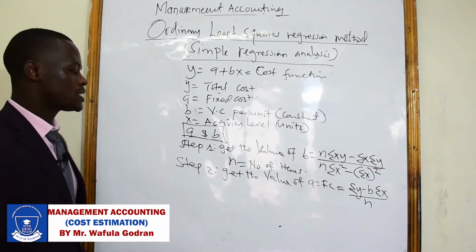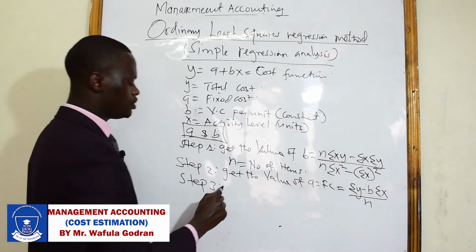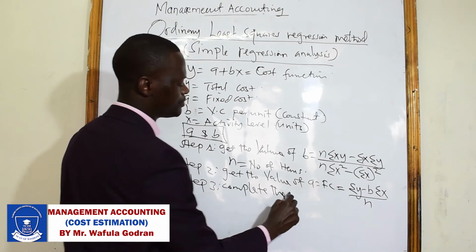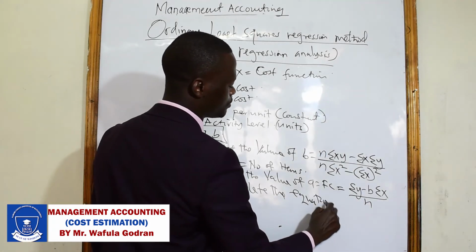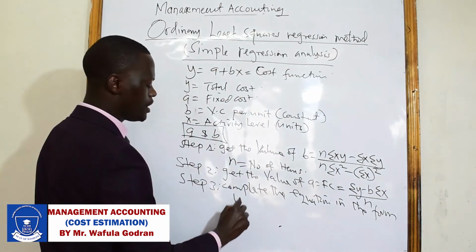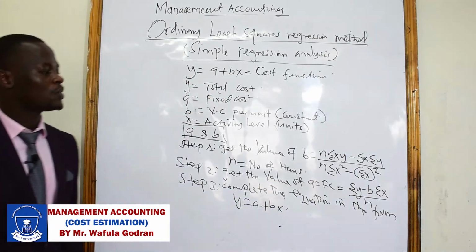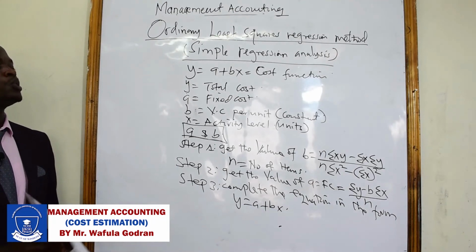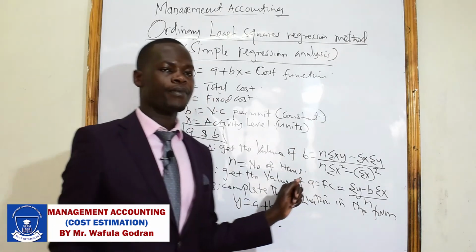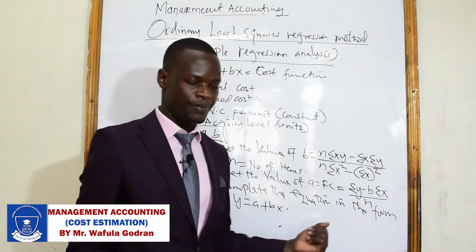Once we get that, now we will go to step 3, which is to complete the equation in the form y is equals to a plus bx. Very simple. So the only serious task that you need to understand is the formula and how to tabulate the data as given.